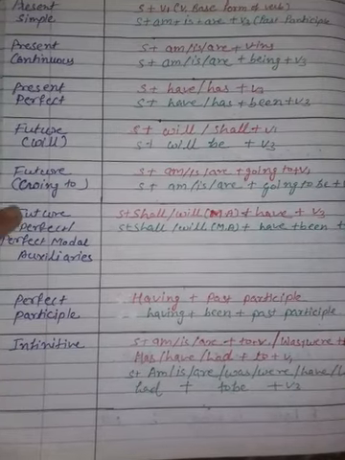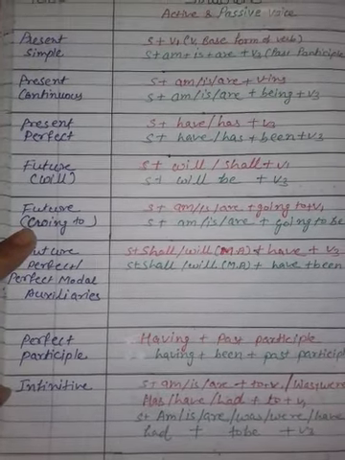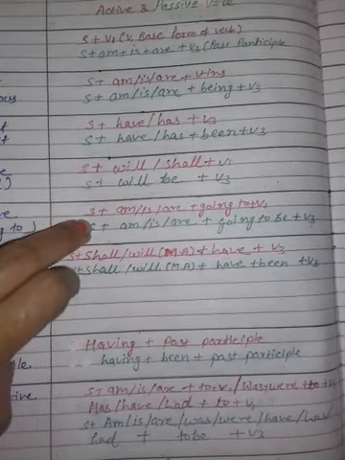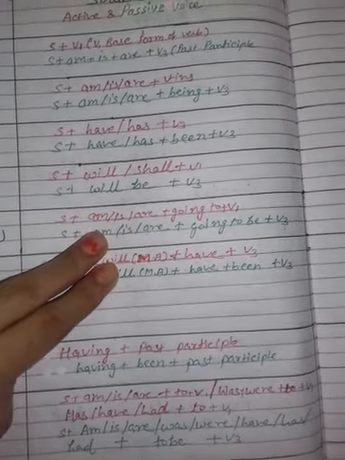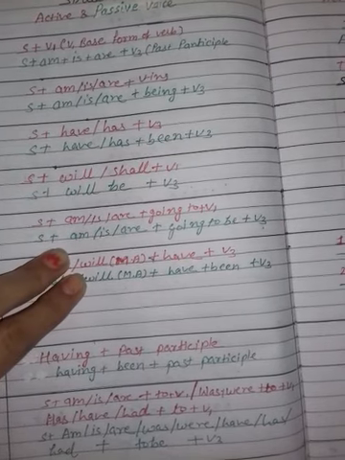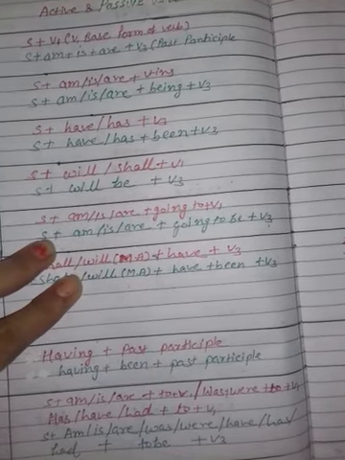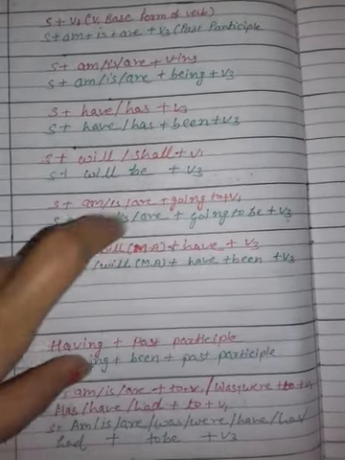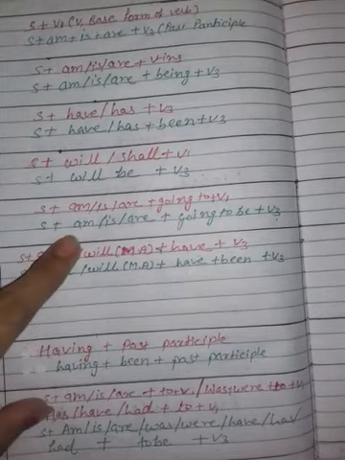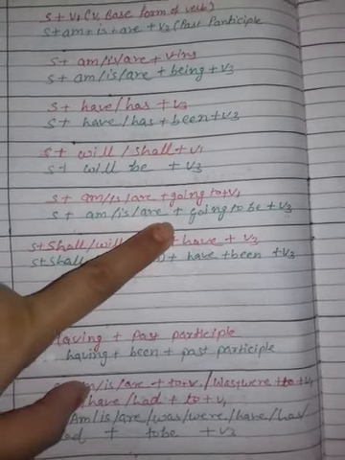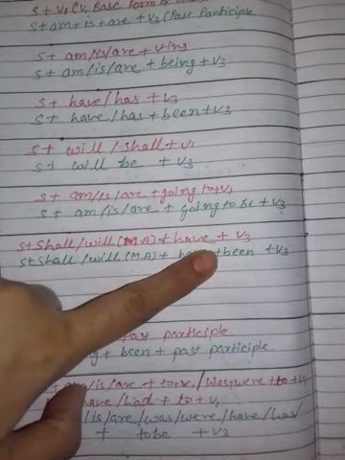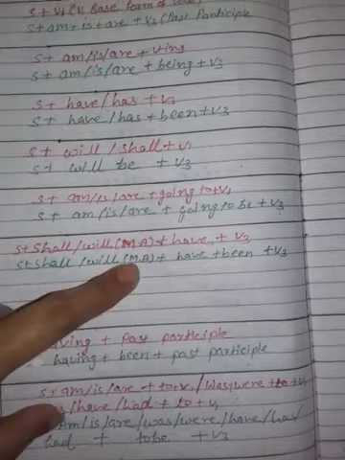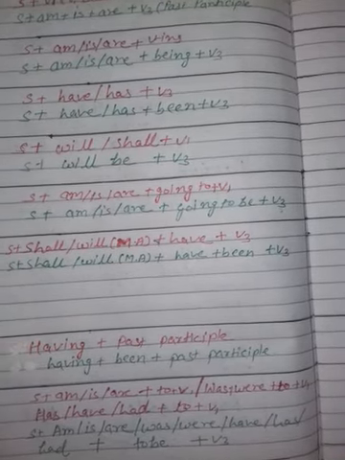Future, when we use going to with future tense, the structure is subject plus am/is/are plus going to plus v1 plus object. But when we change into passive voice, then the object becomes the subject and the subject becomes the object: am/is/are plus going to be plus v3. So remember which helping verb we use in every tense when we change into passive voice.